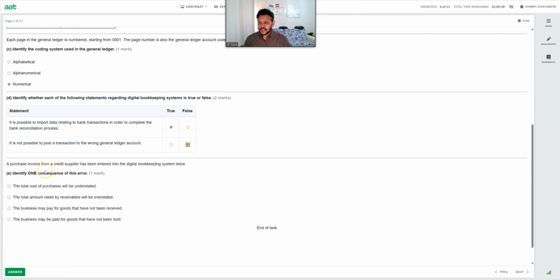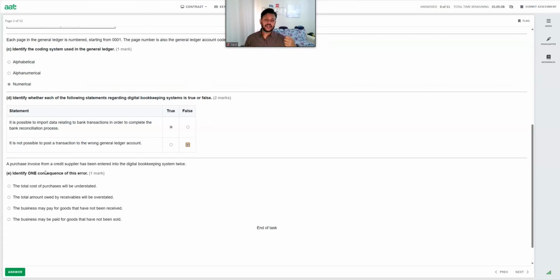A purchase invoice from a credit supplier has been entered into the digital bookkeeping system twice. Now, if you receive a purchase invoice, that means you made a purchase, and if you enter it twice, what does that mean? Obviously your purchases will be overstated, so you're showing more purchases, number one. And it is also possible the invoice is already paid.